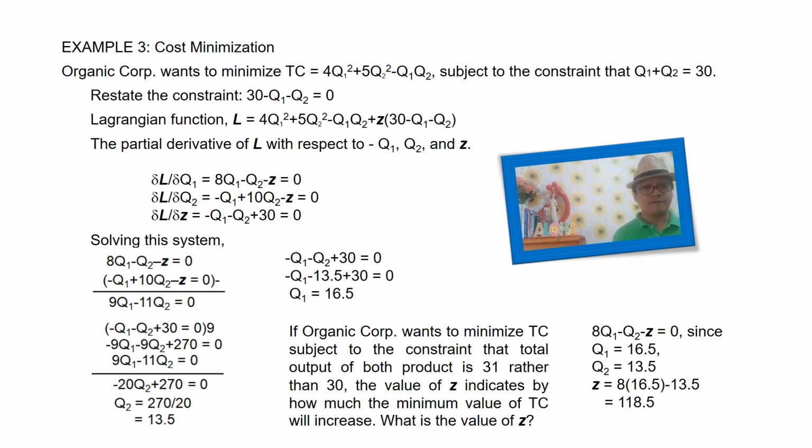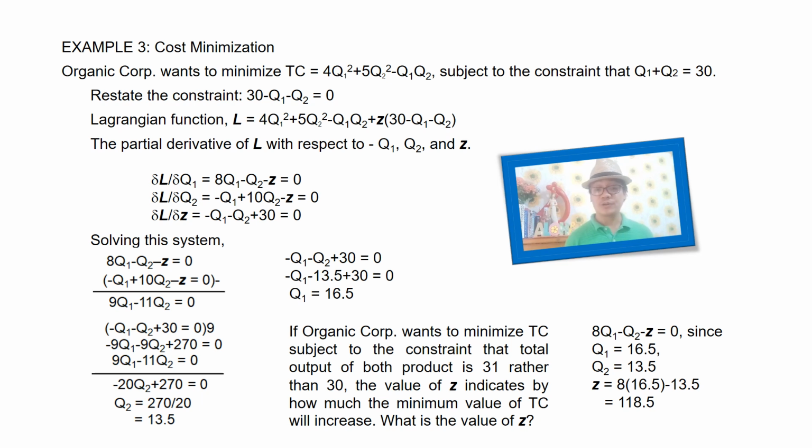Consequently, if the constraint is relaxed so that total output is 31 rather than 30, the total cost will go up by 118.5 pesos. That is what our z variable means.